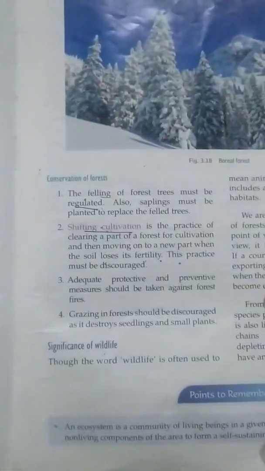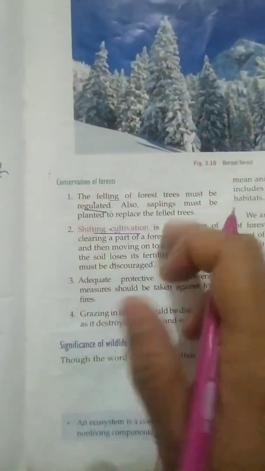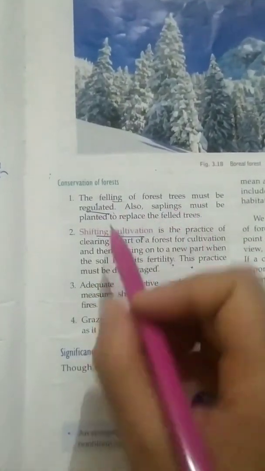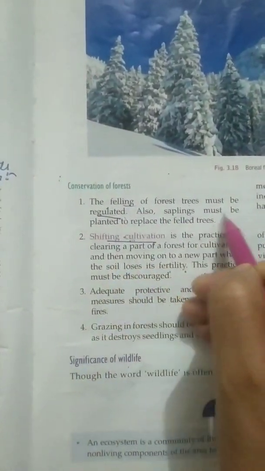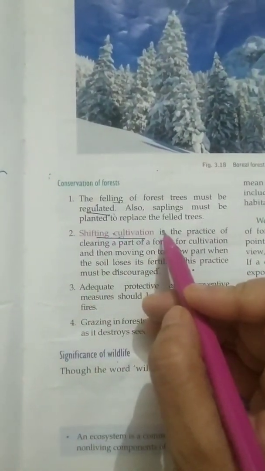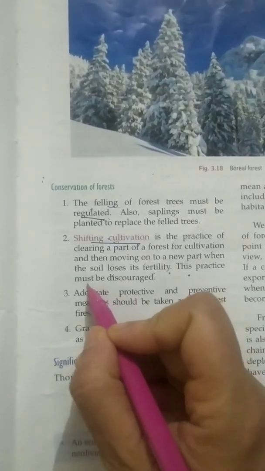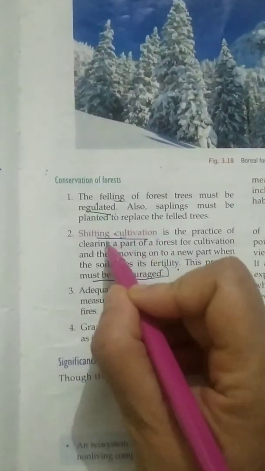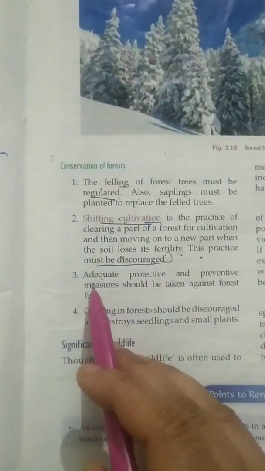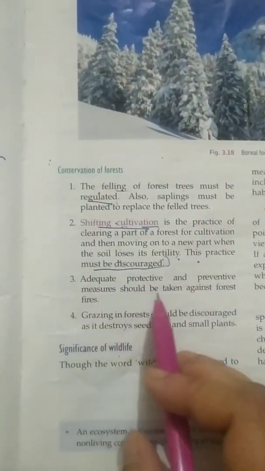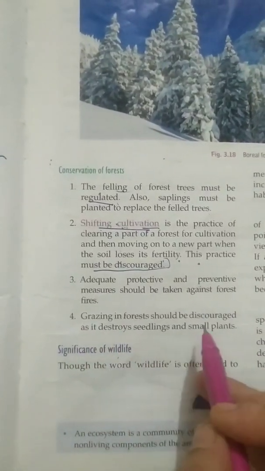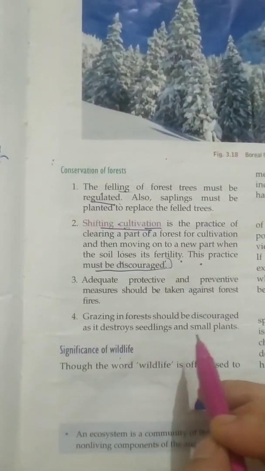Then, how to conserve the forest, or the conservation of forests. So, you can write these four points. The felling of forest trees must be regulated. Also, saplings must be planted to replace the felled trees. Shifting cultivation must be discouraged. This can be enough only, but you should know what shifting cultivation is. Adequate protective and preventive measures should be taken against forest fires. And fourth, grazing in forests should be discouraged as it destroys seedlings and small plants.